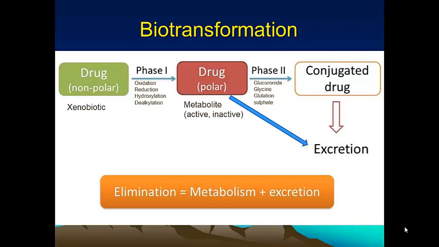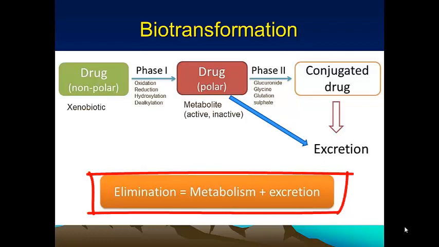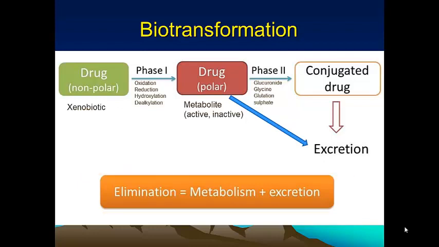It may need a further reaction, and that further reaction basically means that it needs to be conjugated with another molecule that will definitely increase its water solubility even further. So this time it can definitely be excreted. Now, the combination of the metabolism and the excretion is usually what we call elimination, because the parent compound disappears from the circulation.